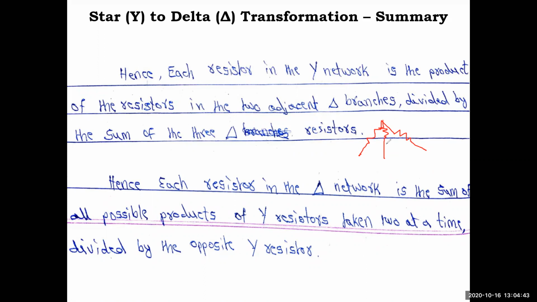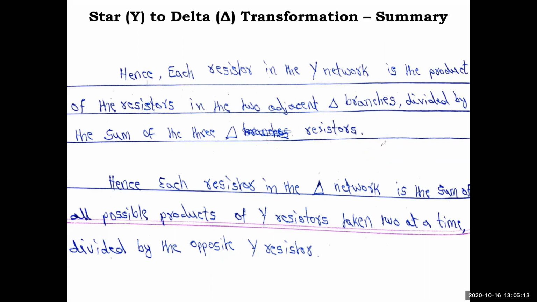Without looking there, I will tell you now: this is RA, this is RAB, and this is RCA, right? From this explanation you can write RA as the product of the two adjacent resistances, RAB into RCA, divided by RAB plus RBC plus RCA. That is the formula. In the same way you can write the remaining two also. Clear?